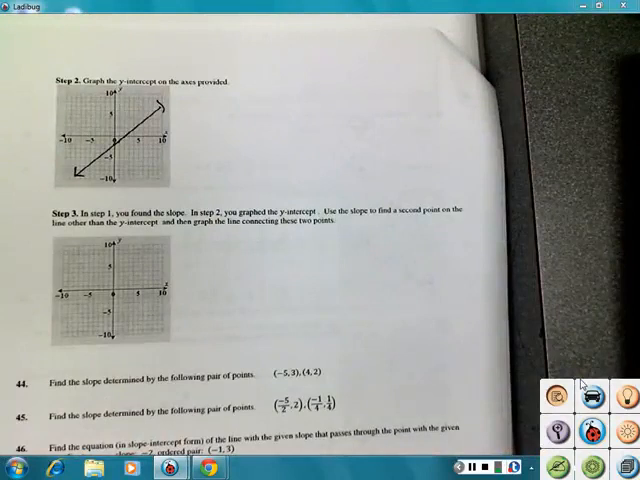We good with that, you think? Yeah. I think so. 44 says find the slope with given 2 points. What are we going to do with that one? Well, I want to just plot to x1.